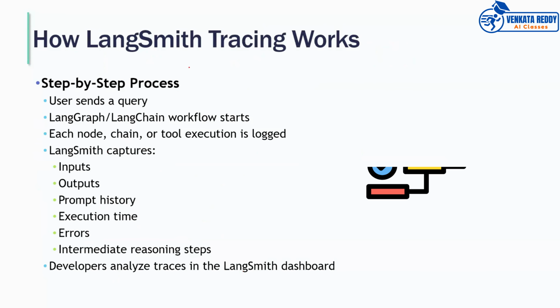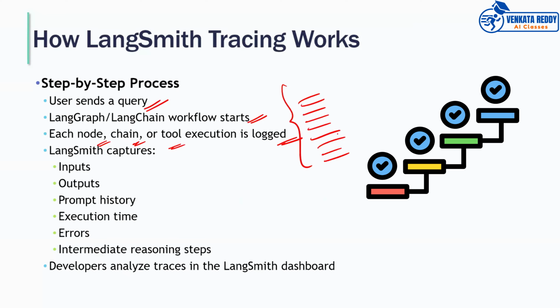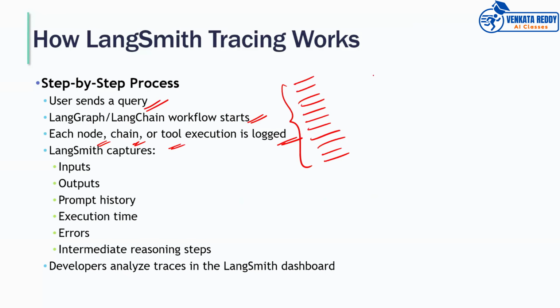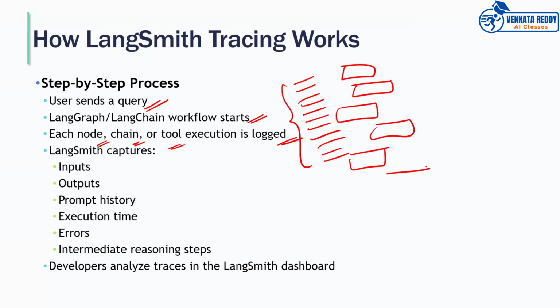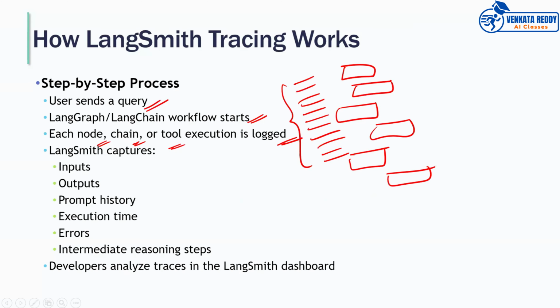So what is the step-by-step process LangSmith follows? What is the tracing process? As soon as the user sends the query from the LangGraph or LangChain workflow, when it starts, each node, chain, or tool execution is logged. Literally everything is logged. In fact, we are going to see an example where there will be a good visualization also, with step-by-step branching, and it's so intuitive and very easy to understand. Here we have seen generate, tool, generate, reflect, generate. So this is kind of simple text. But on LangSmith, you will see it in a much more explanatory manner, visually very appealing.